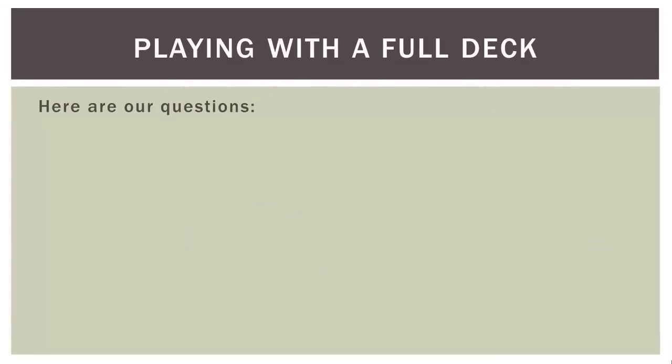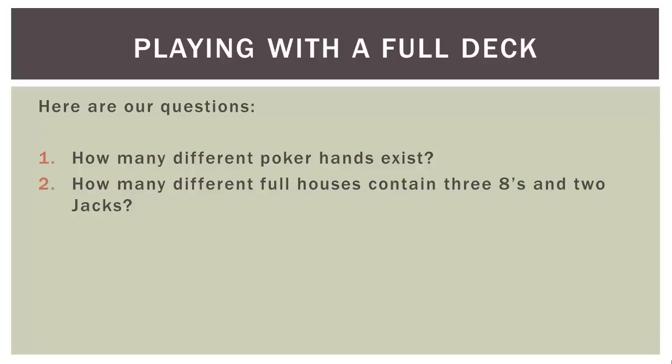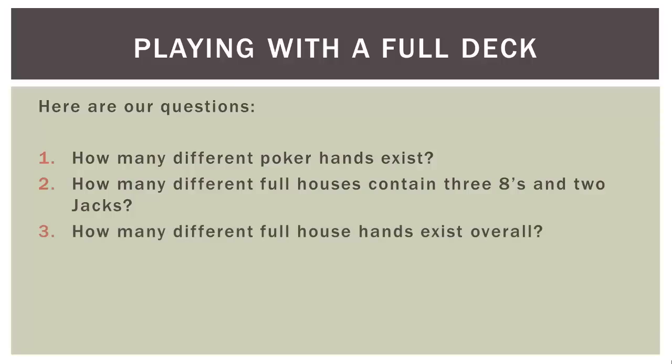So here are some questions we're going to answer using our deck of cards. The first question is a pretty standard one. How many different poker hands exist? If the dealer deals you your cards and you look at them, that is one outcome of the deal. But how many total outcomes are actually possible in a poker hand? Number two, how many different hands of full house contain three eights and two jacks? So the hand will have three eights and two jacks. And finally, how many different full house hands exist overall? Of the total outcomes in the first question, a portion of those are going to be hands that are full houses. So we want to know how many different full house hands exist overall.